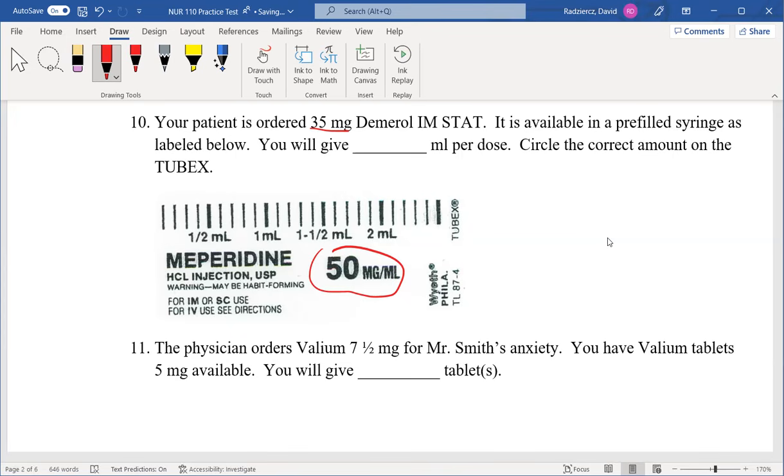But your order is 35 milligrams. Your available is 50. So a lot of these are all done the same way, but sometimes it's helpful just to do the repetition. Okay. So 35 over 50, I believe, is 0.7, but let me just double check. Yeah. 0.7 milliliters.